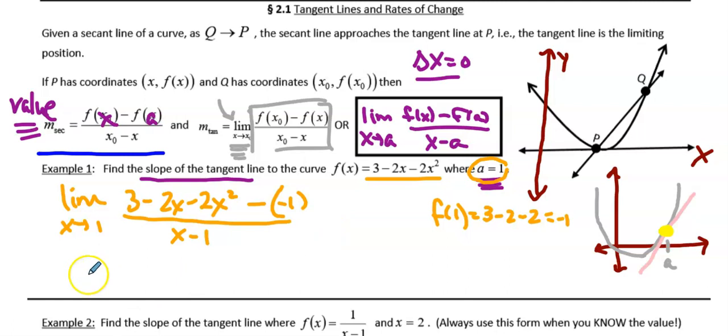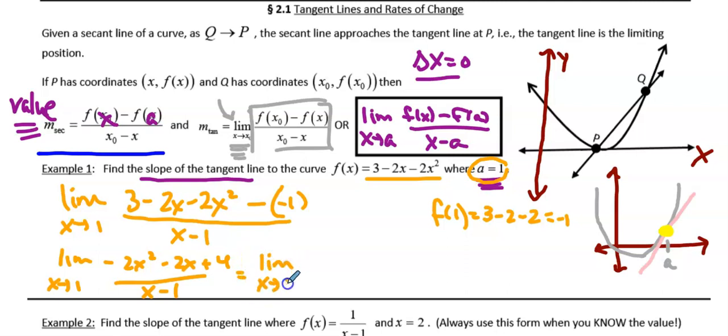Then down here, we're going to find the limit as x approaches 1 of negative 2x squared minus 2x plus 4, all over x minus 1. And then I'm going to do one more quick thing. Notice, ladies and gentlemen, and I've stressed this in previous videos, I am constantly bringing the limit along. I'm taking a negative 2 out. I've got x squared plus x minus 2, all over x minus 1.